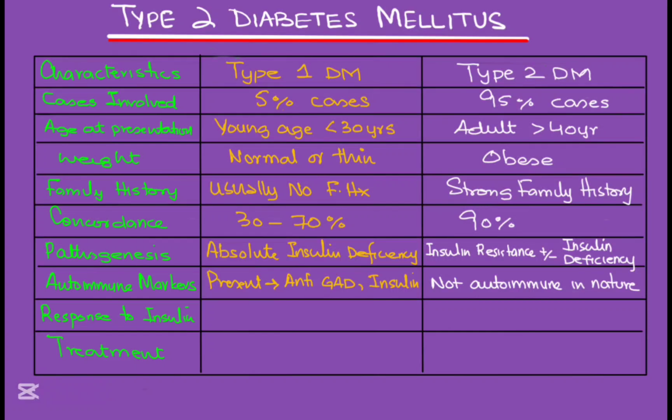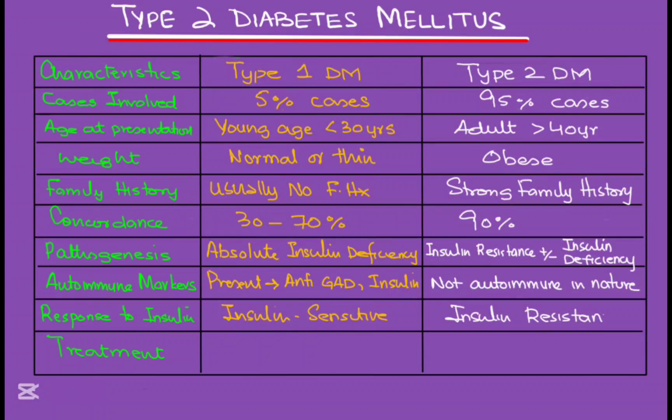Now, another crucial point is the response to insulin. Type 1 diabetics are insulin sensitive, meaning they respond well to insulin therapy. But type 2 diabetic patients are typically insulin resistant. Their bodies produce insulin but their cells don't respond properly, requiring higher doses of insulin or additional medications.